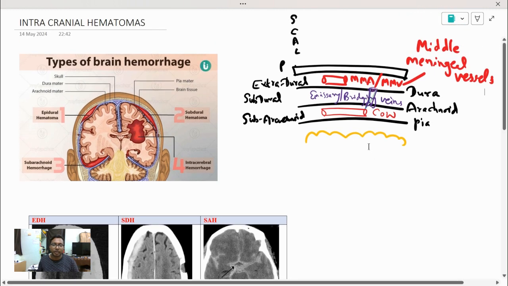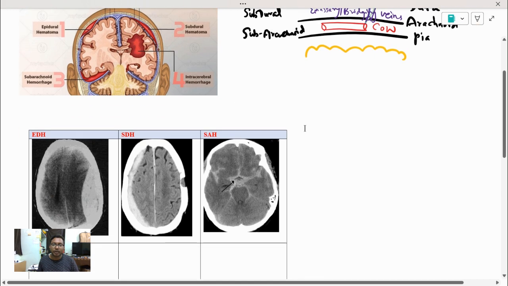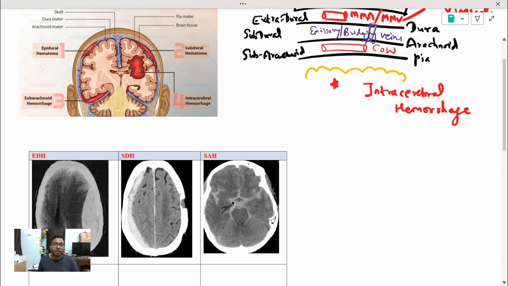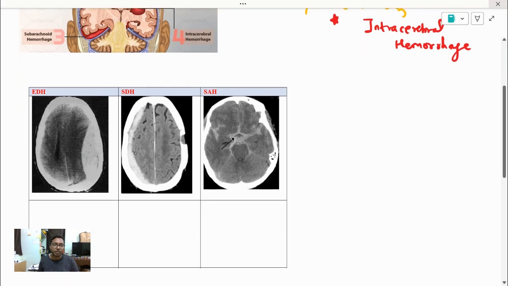So we will see the most common three important ones. Of course, whenever a bleed occurs within the brain parenchyma, that is your intracerebral hemorrhage. All right. Now, let's look at what are all the different most common hemorrhages that we encounter clinically. So as you can see here, it is a hyperdense lesion. These are all nothing but your CT, CT axial view. Okay.